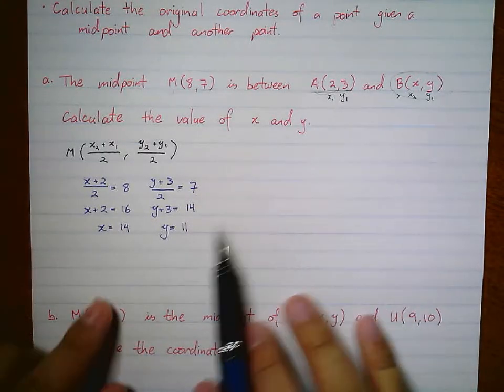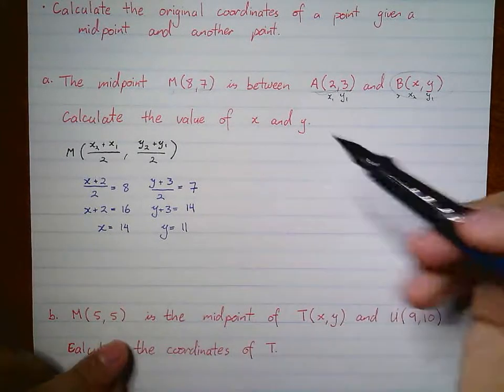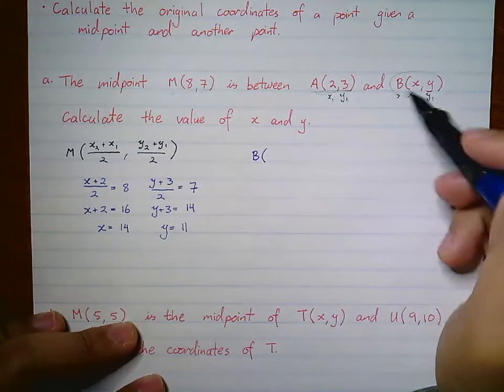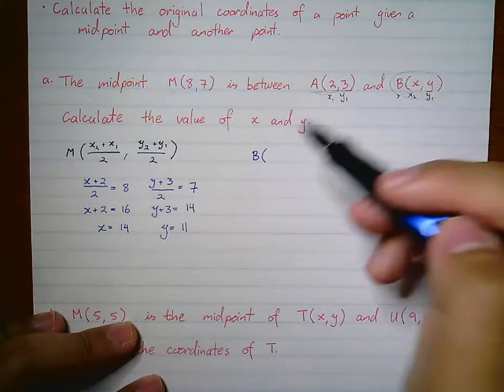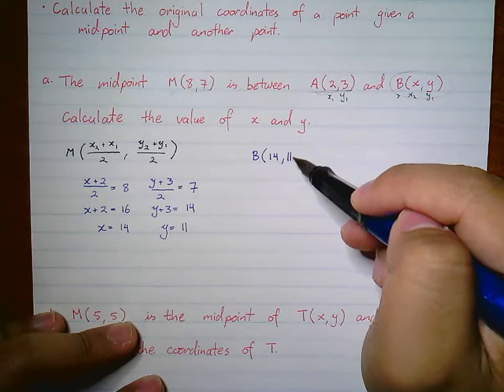So we have found the values of x and y. And just to top it all off, we can find the point B, which we didn't know initially. We know it now to be (14, 11).